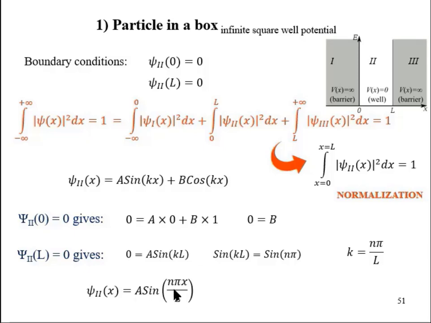Here, if n is equal to 0, then this wave function will not exist. It means there is no particle at all. So to have a valid wave function, n cannot be 0.